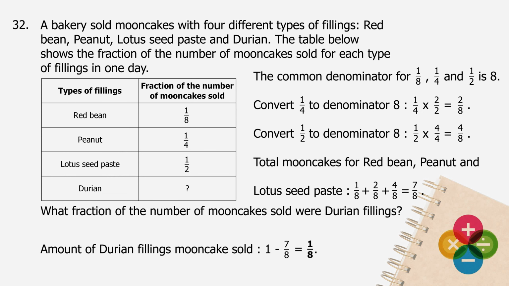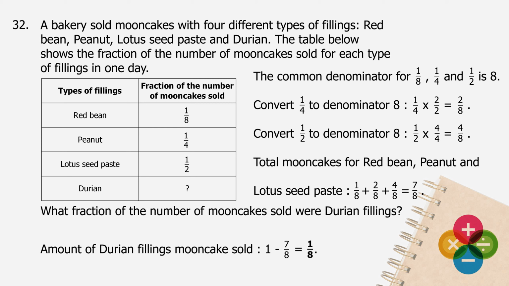The common denominator for 1/8, 1/4, and 1/2 is 8. Convert 1/4 to denominator 8 will be, multiply 1/4 by 2, and the product is 2/8. Convert 1/2 to denominator 8 will be, multiply 1/2 by 4, and the product is 4/8.